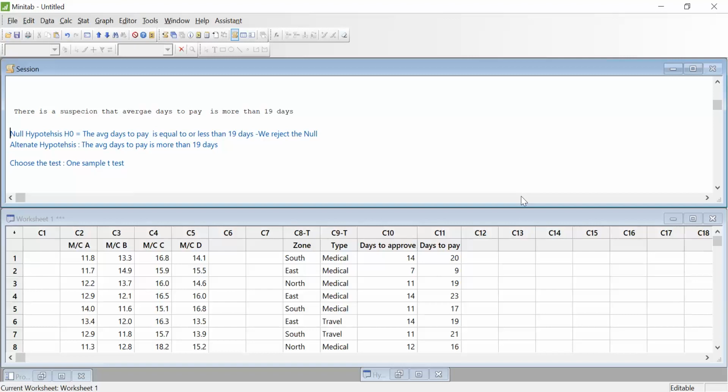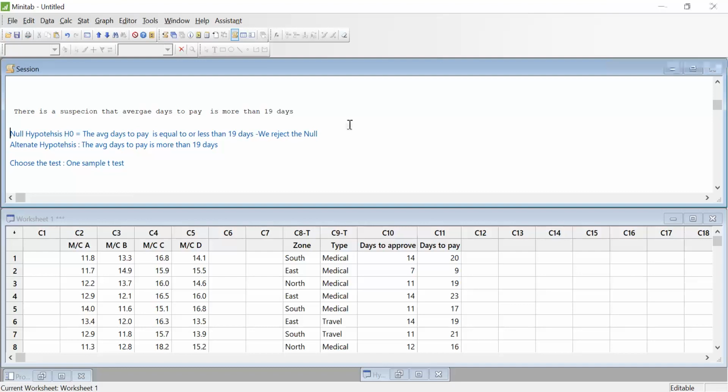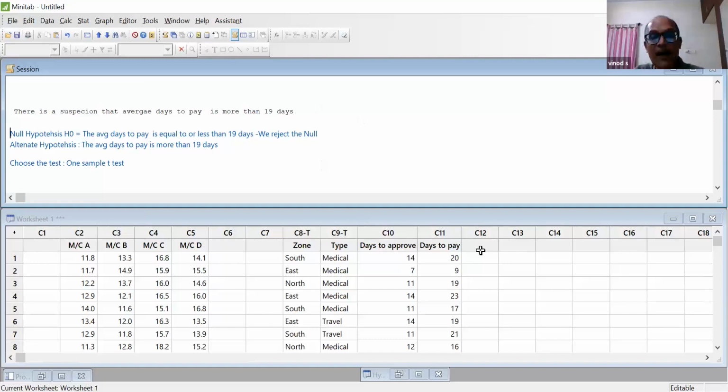Now let us go to the next. Everybody is okay with the one sample Z test and one sample T test. What is the next test we have to do? What are all the tests we have learned? One sample Z test and T test. What is the next? Two sample T test, right? Now we'll go for the two sample T test.